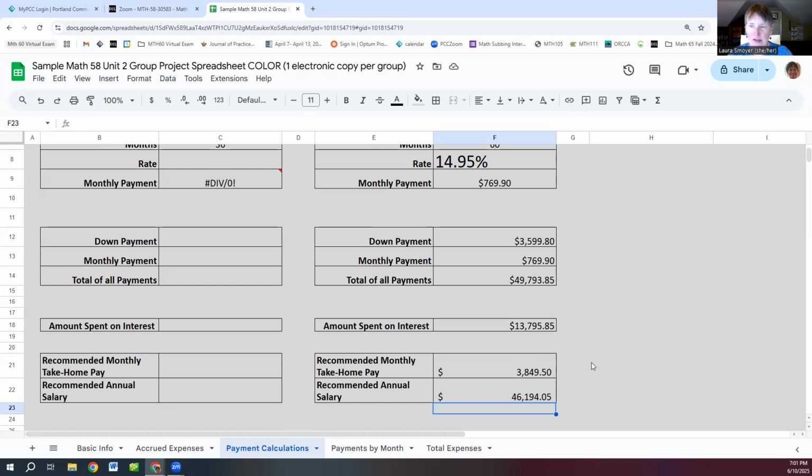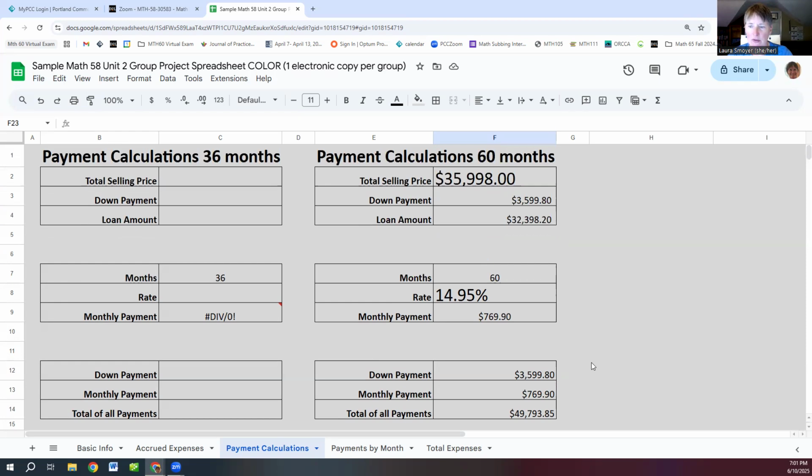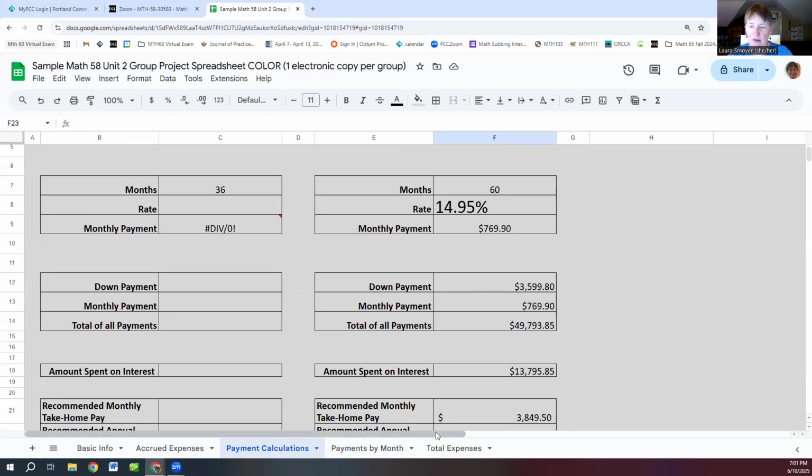Thank you for your work on this. It's pretty cool to see how powerful a spreadsheet can be in calculating all of these financial numbers.